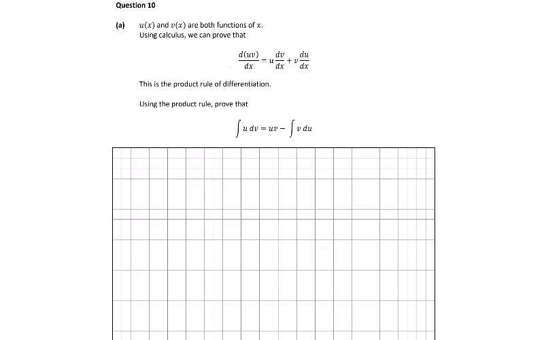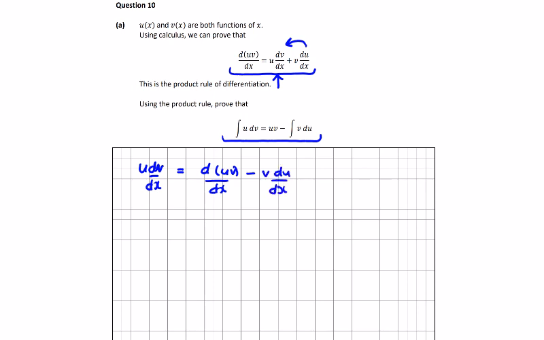Question 10, we're given the product rule from the formula booklet. We're asked to turn it into integration by parts. So we want u dv, so let's leave this guy there and bring this guy across and rewrite it as u dv/dx is equal to the differentiated product rule, d(uv)/dx, and that's going to be minus v du/dx.